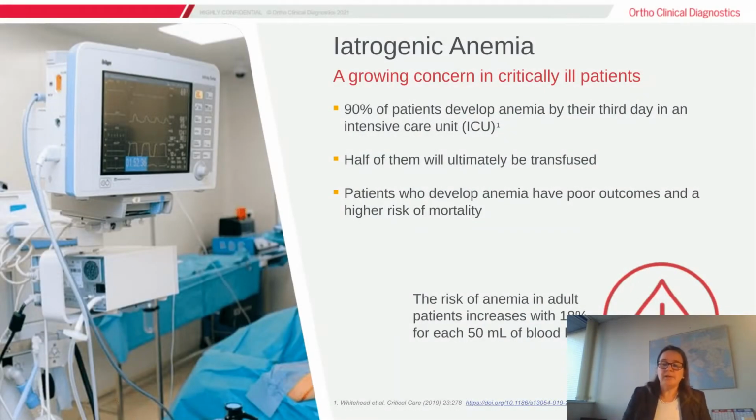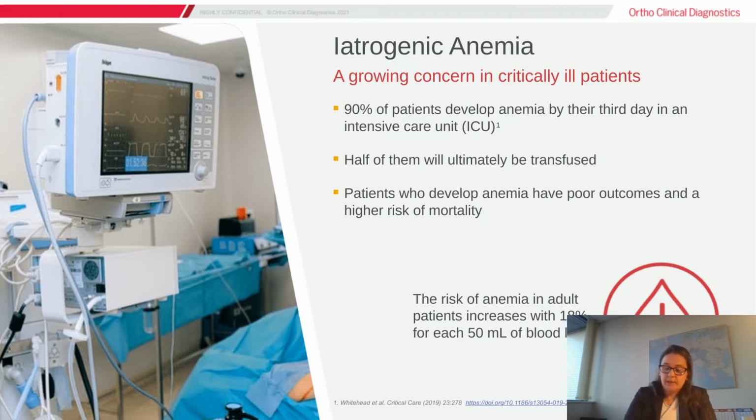So there is an important aspect here to take into account, which is iatrogenic anemia. The development of anemia due to medical procedures is a universal concern among critically ill patients. Anemia is common in critically ill patients admitted to the ICU, the intensive care unit, with 90% of patients having an abnormally low hemoglobin level by their third day of stay. Half of them would ultimately require a transfusion.